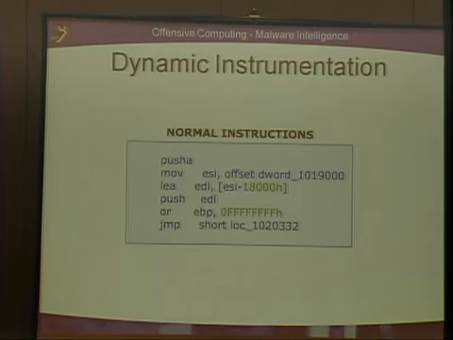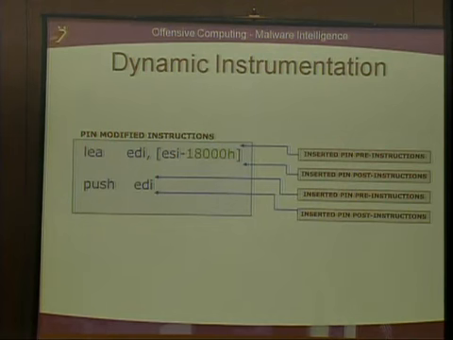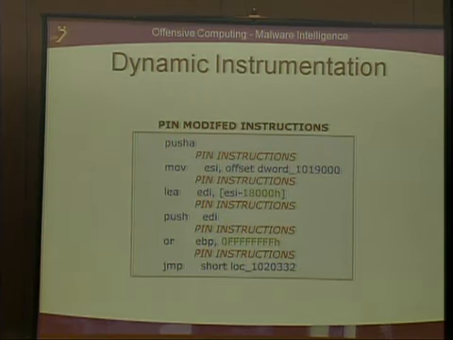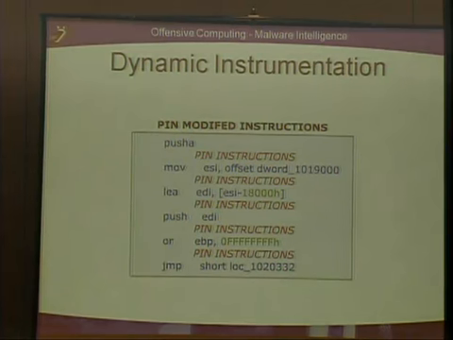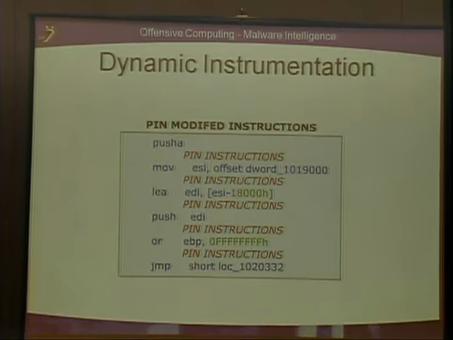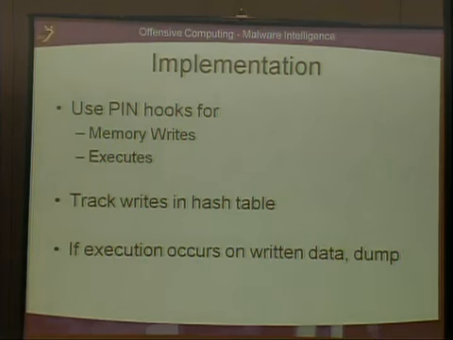So if we take our example code here, our nice page of assembly, this is what it looks like normally executing. And what PIN does is it'll actually insert instructions before and after each execution. So the modified instructions look like this. This is just our original code interspersed with the new PIN instructions. So what our implementation does is that we monitor all the memory writes and insert them into a hash table. And if we get a hit on that hash table during execution, we call that a candidate OEP.